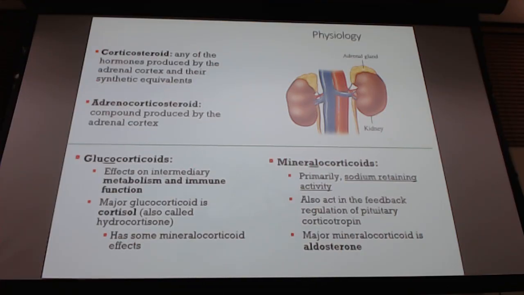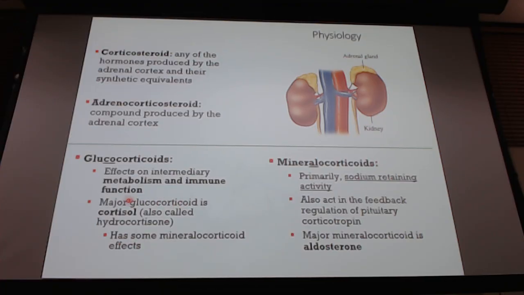So we have corticosteroids and we have adrenocorticosteroids. This is just telling you essentially where they're coming from. The adrenal cortex and their synthetic equivalents: if a drug has been made, we'll say it's a corticosteroid. If it's coming directly from my body, that's where you see adrenocorticosteroid. So just terminology, and you'll see these used sometimes interchangeably, even though that's not exactly correct. Then we have our glucocorticoids, and then you have your mineralocorticoids.